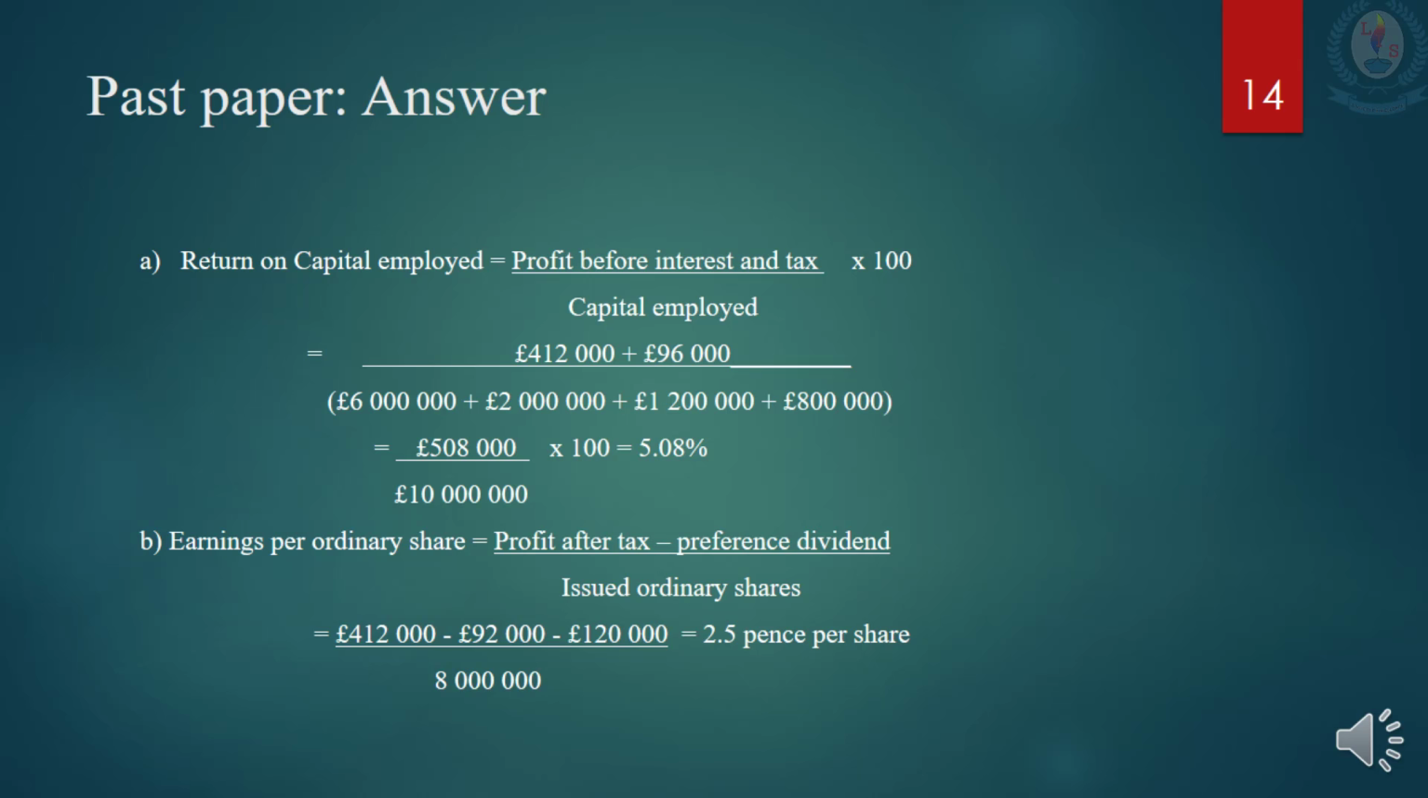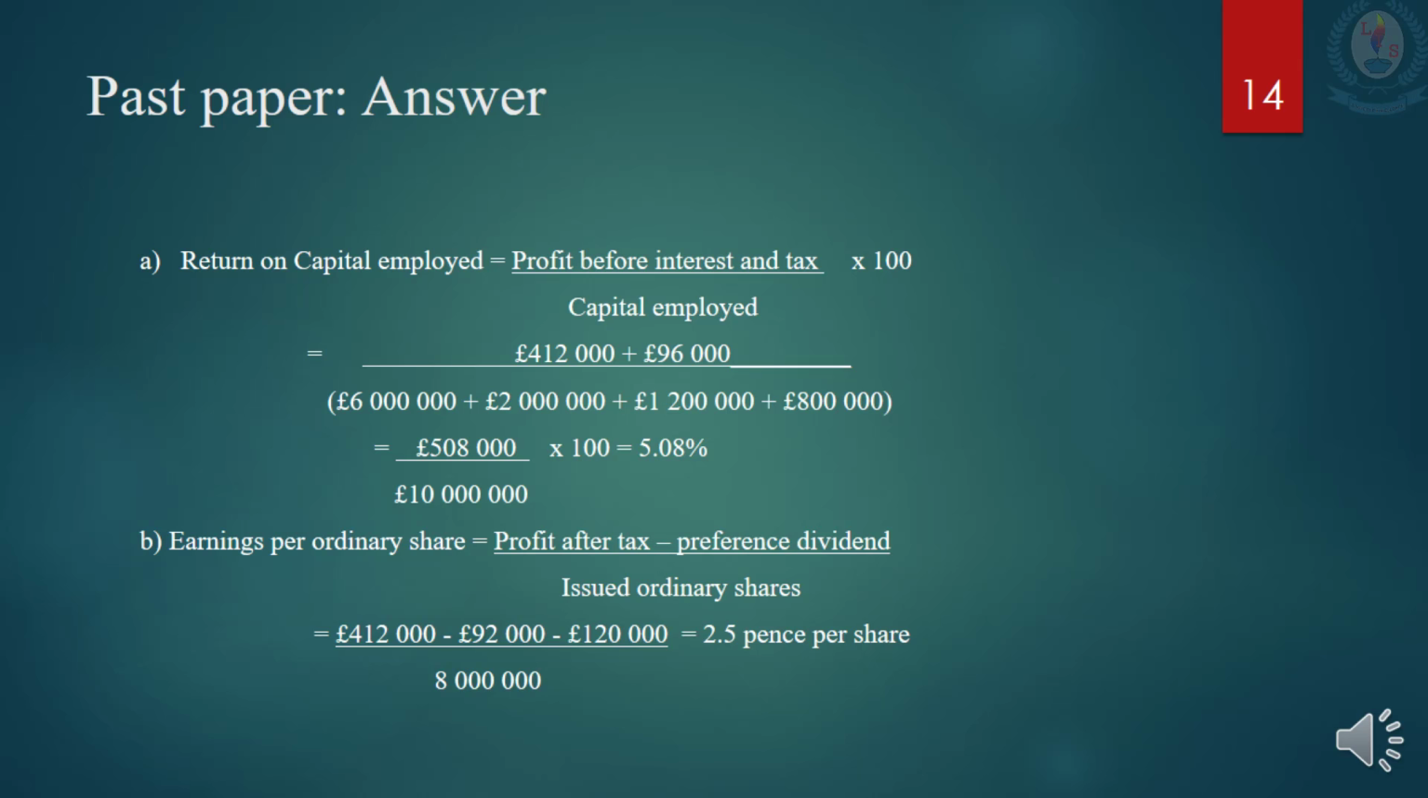Part B, earnings per share. The formula to calculate this is profit after tax minus preference dividends over issued ordinary shares. The profit we have is before tax. We need to get the profit after tax by deducting the tax of 92,000 pounds from the profit of 412,000 pounds. Moreover, we need to deduct the preference dividend as well.